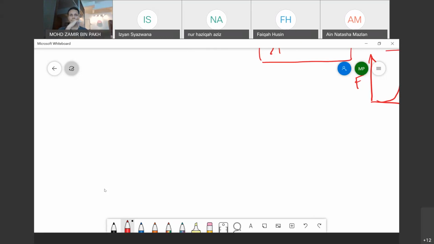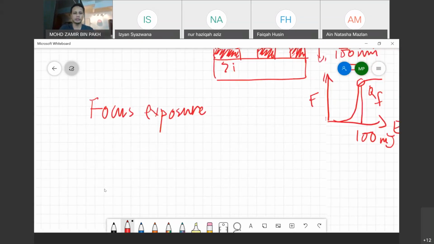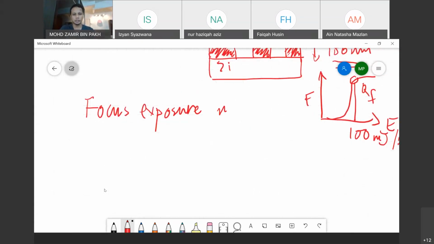So then, the engineer in the development can make a curve, we call it focus exposure matrix. This one is extra, not in the notes, but it's used by the litho engineer. Focus exposure matrix, or we call it FEM.